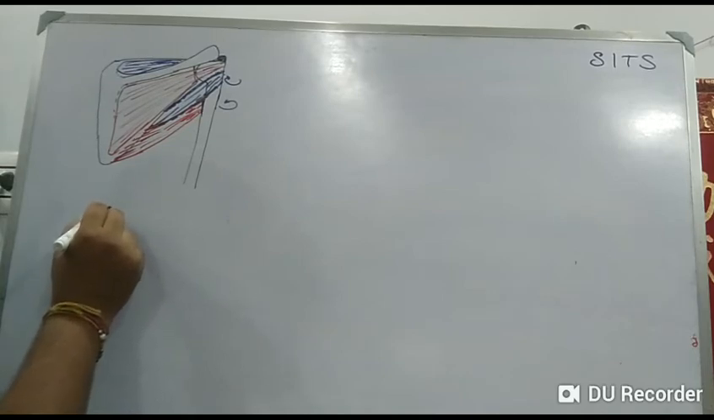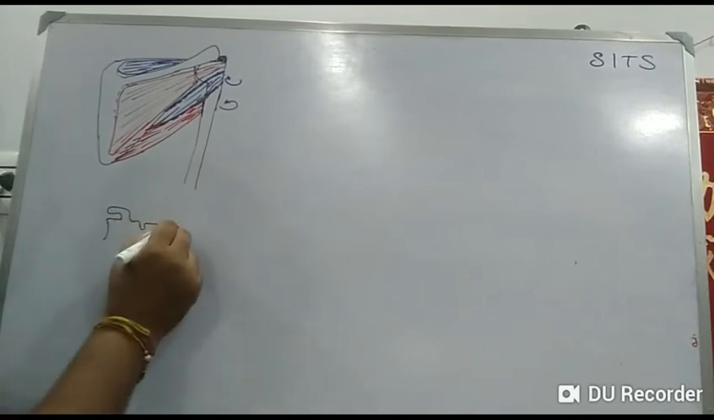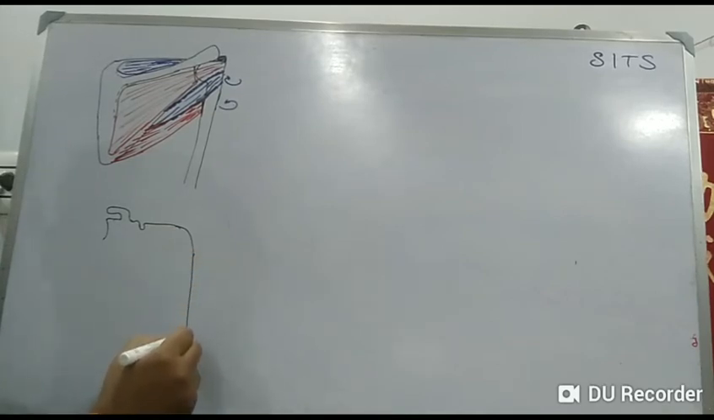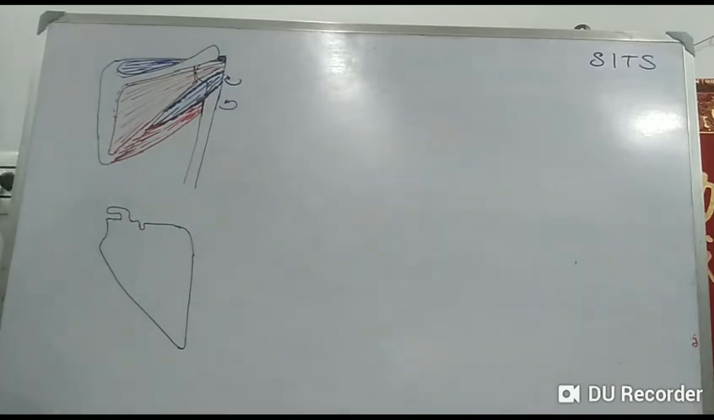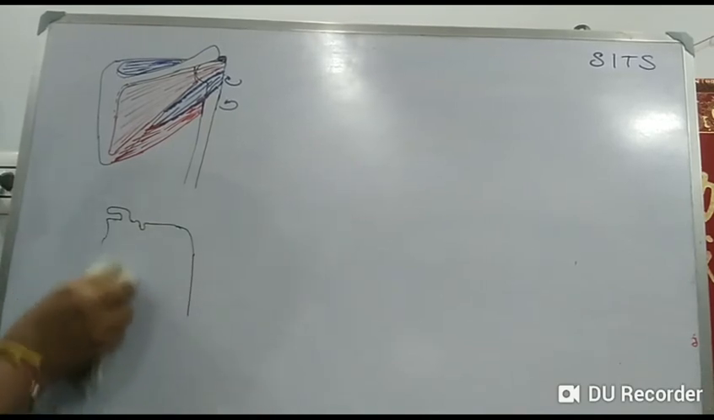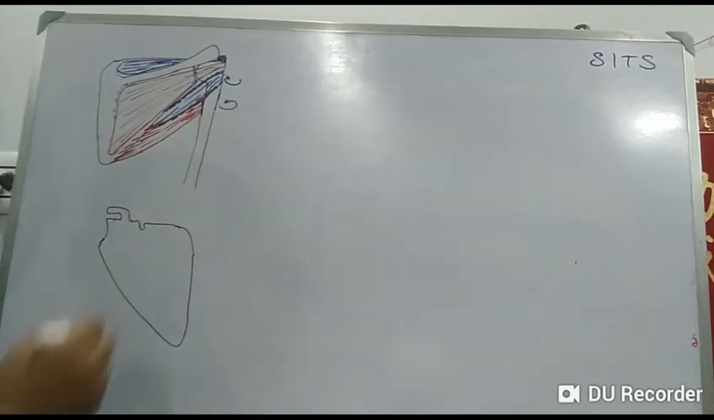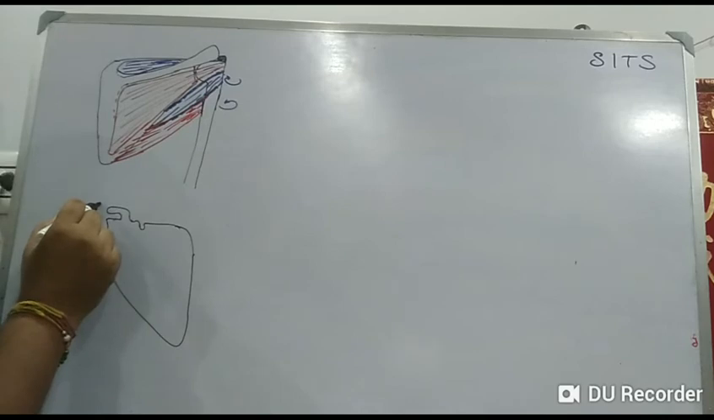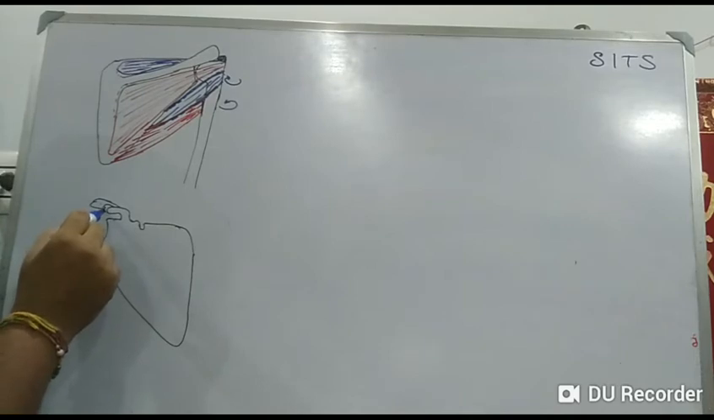Over here you are supposed to see this is a coracoid process, and this is a suprascapular notch, and this is going to be the medial border and the lateral one. I'll make it a little bit aesthetically beautiful. So over here there is going to be the acromion process.